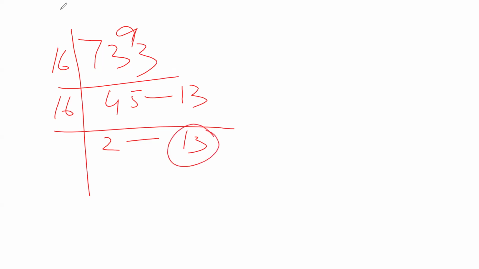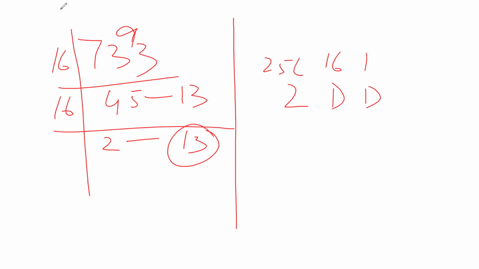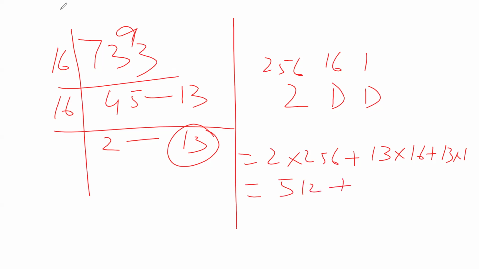So it's 2, D, and D. Okay? DD. 30. Now 1, 16, 16 is 256, and 253. 256 multiplied by 2 plus 16, 13 multiplied by 16, and 13 multiplied by 1. This is 512.